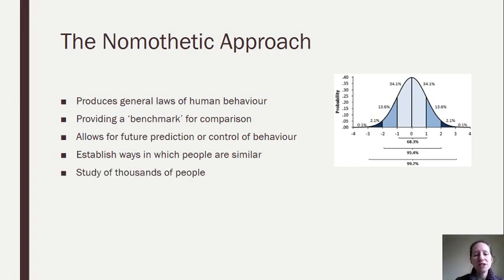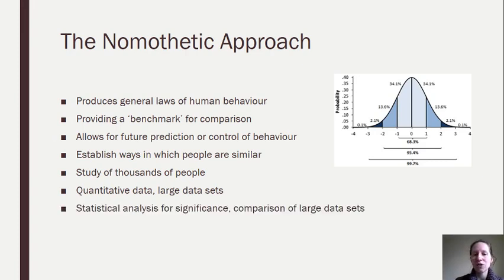You study thousands of people, so you end up with a really large data set. You're looking to generate quantitative data so you can do really clear comparisons between large groups of people in order to establish laws of human behaviour. You can do statistical analysis for significance and so on. So that's the idea behind the nomothetic approach.